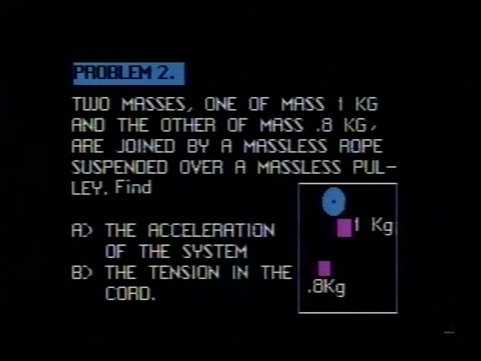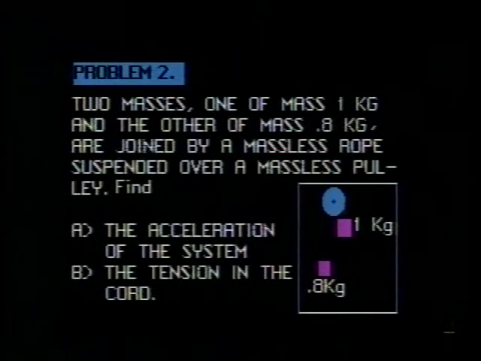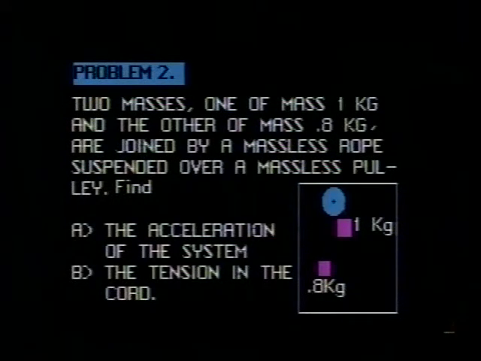This problem involves a device known as an Atwood machine. It reads, two masses, one of mass 1 kilogram and the other of mass 0.8 kilogram, are joined by a massless rope suspended over a massless pulley. Find A, the acceleration of the system, and B, the tension in the cord.